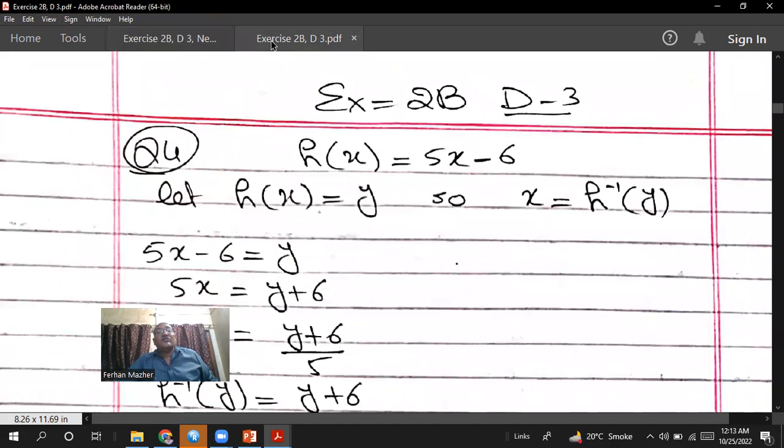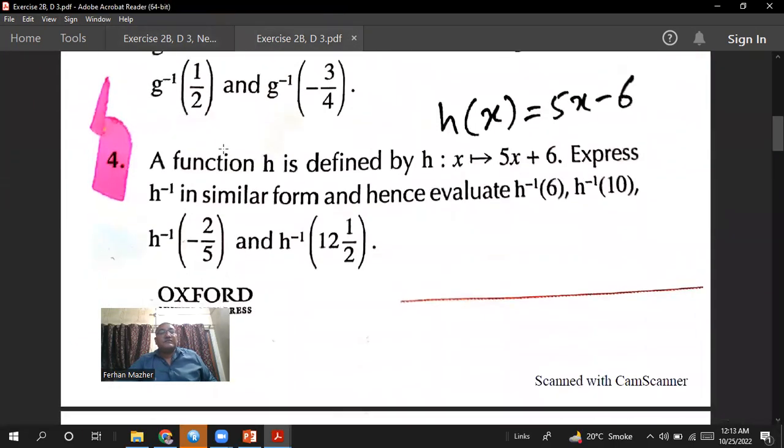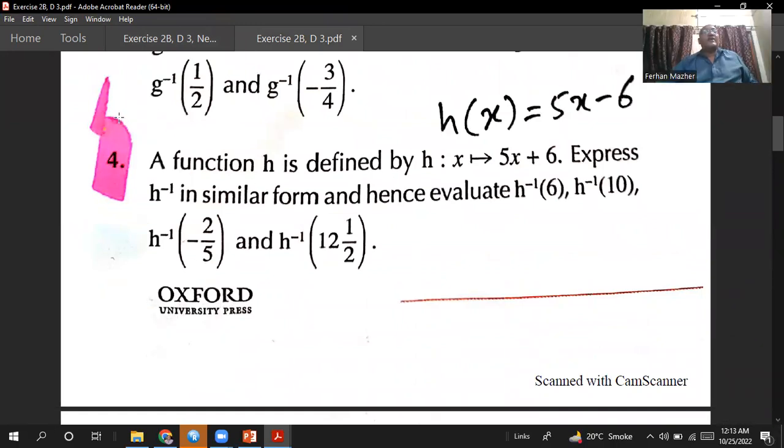The next question is question number 4. Okay, so my dear students, question number 4 is showing up on your screen from the exercise 2B D3 book. A function h is defined by h of x is equal to 5x minus 6. It's a misprint in the book. This is not 5x plus 6. This is 5x minus 6. Okay. So h of x is equal to 5x minus 6.